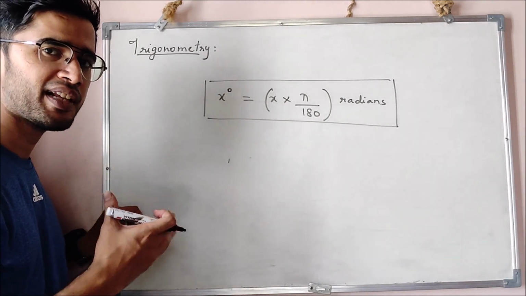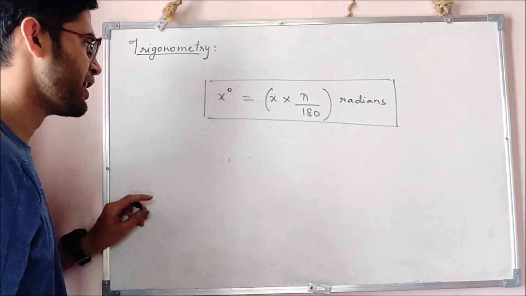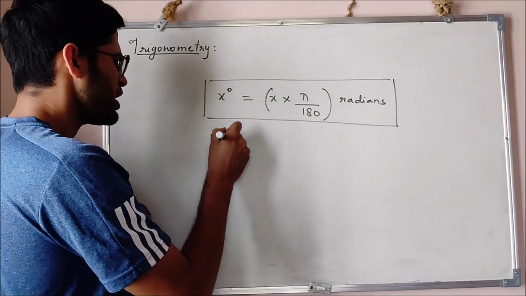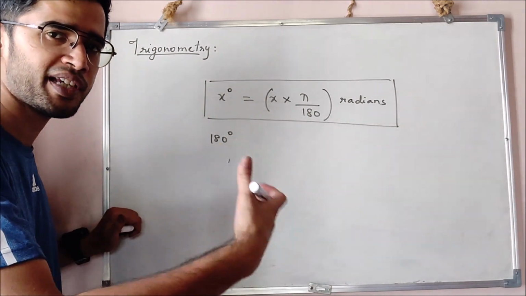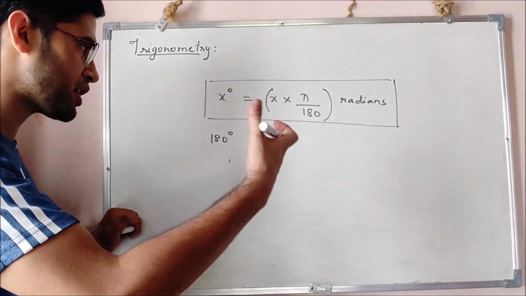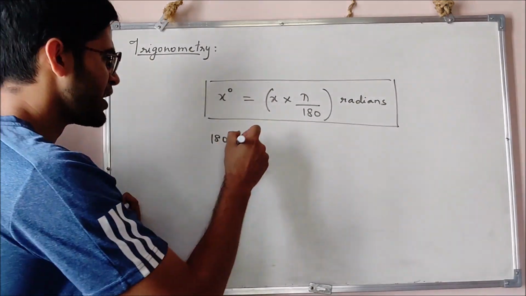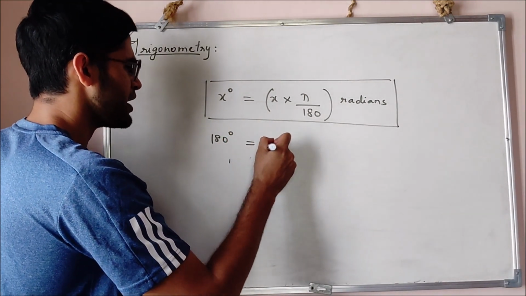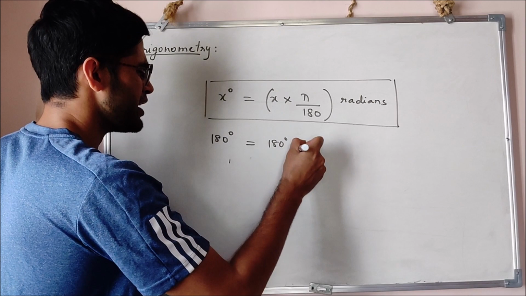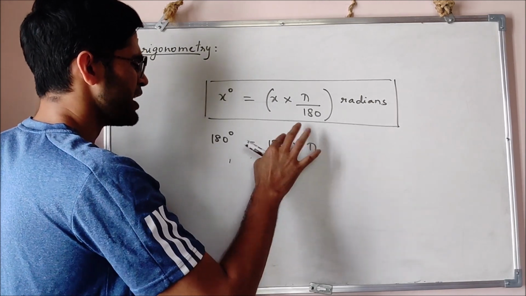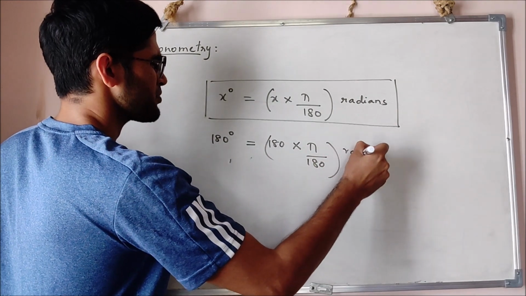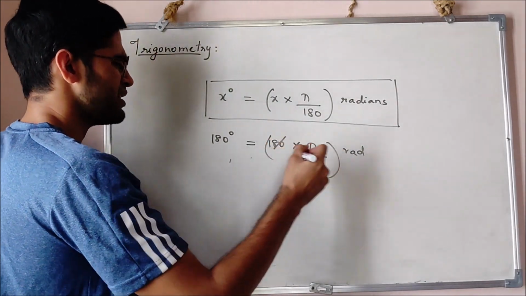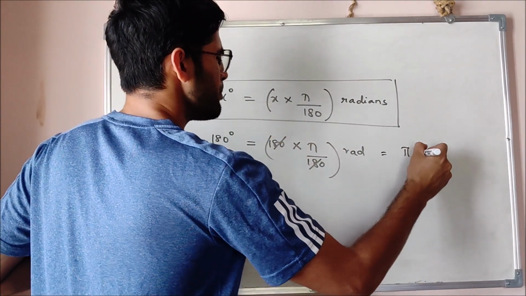So let me take the previous case. Let's verify if this formula is correct or not. For example, what is 180 degrees equal to now? We already know that the answer for 180 degrees should be equal to pi radians. That was the previous case we had taken. Now let's see if this formula will give us a correct answer. So what is 180 degrees equal to in radians? 180 degrees will be equal to 180 into pi by 180 radians, right? 180 gets cancelled. So we get 180 degrees to be equal to pi radians.